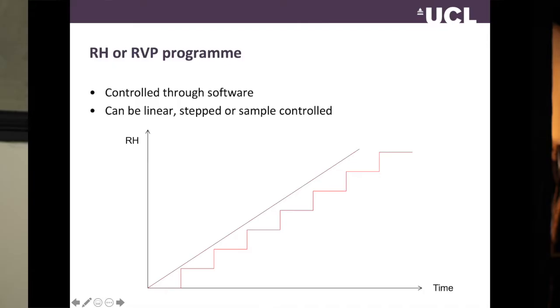So in red on the slide in front of you, that's showing you a stepwise change in relative humidity. So typically you might do that in 5% or 10% steps in humidity. In my experience, using steps is better than using a ramp. And the reason is because, unlike changing temperature, changing humidity can cause the sample to change, but it takes quite a time for that to happen.